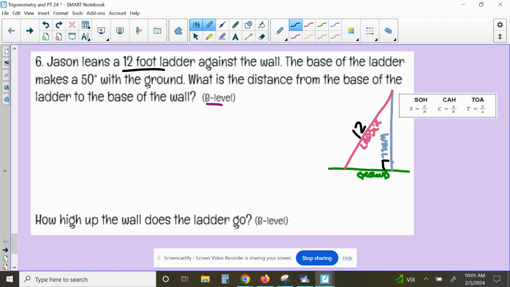The base of the ladder. Okay, so in this picture, where's the base of my ladder? It's on the ground where? Here or here? This is the base of my ladder, the bottom of my ladder. We've seen a ladder sitting on the ground. So I'm talking about this point here. So the bottom of my ladder and the ground make a 60-degree angle. So that means that this angle down here is going to be 60 degrees.